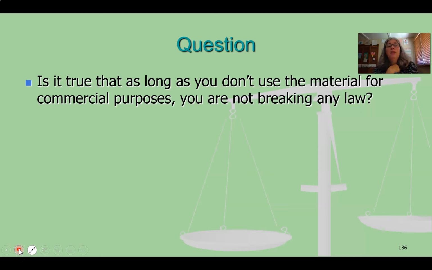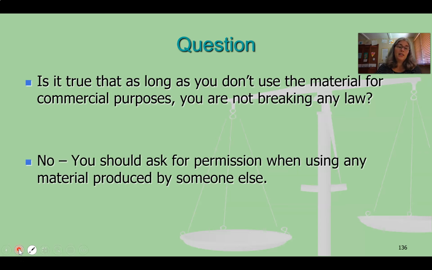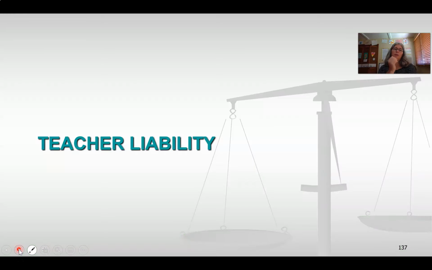So here's another one. Is it true that as long as you don't use the material for commercial purposes, you're not breaking the law? I think we've seen that no, that again, you should ask for permission. There are things that you should think about and do when it comes to copyright law. All right, let's move forward and take a look at another issue within the realm of teachers, and that is teacher liability.